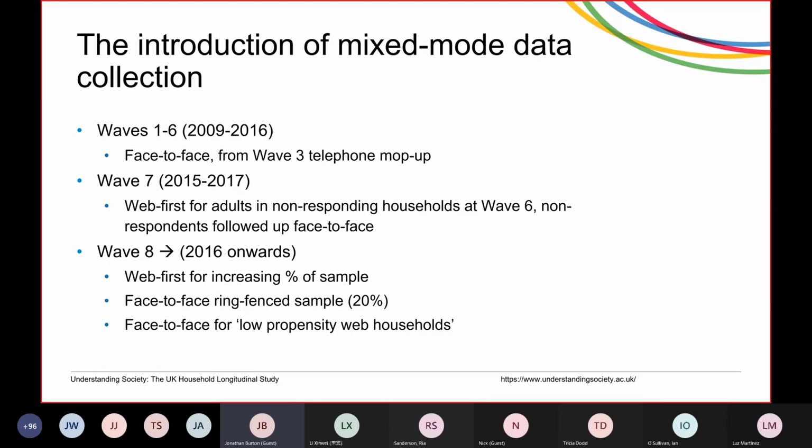Then from wave 8 onwards, from 2016, we rolled out this web-first design for an increasing proportion of the sample. In the last few waves, about 70% of the sample is issued web-first. These are people who get a letter and an email inviting them to take part online. After 5 weeks, that sample is then issued to interviewers. We do have 20% of households which are ring-fenced to be face-to-face. They've always been face-to-face. And we also kept face-to-face for an increasingly small proportion of households that we modelled as being low propensity web households. These were households that we thought were very unlikely to take part online.